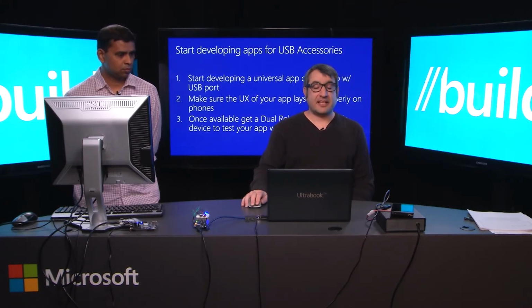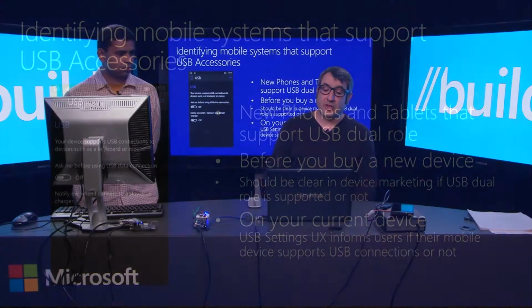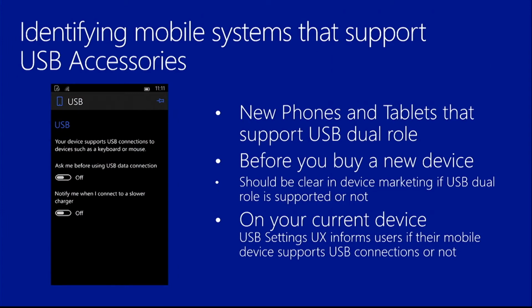So how can you do that last part? Find a dual role capable device. It's actually a very good question. Now, especially before these devices hit the market, you need a new phone or tablet that your manufacturer says supports USB dual role. If you're buying a new one, look for a device that your manufacturer says supports USB dual role. If you already have a device, the Windows 10 user experience will indicate it. Like this screenshot here from our USB settings page tells us that the device supports USB connections to devices like keyboards and mice. Well, that's the USB accessories part of our talk.